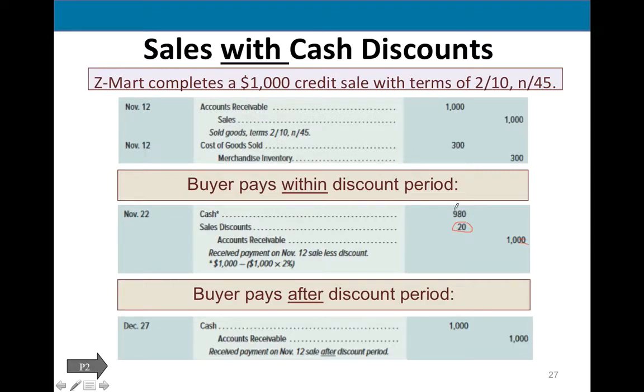Cash is the plug-in, right? Cash is the actual amount of money I collect, which is 98% of $1,000, or $980. So again, I go from the bottom up here. In this transaction, I start with AR and then sales discount, and then the plug-in to balance out debits and credits is your cash. If they pay me after the credit period, then cash and AR are the same, $1,000 you see right here, there is no discount.